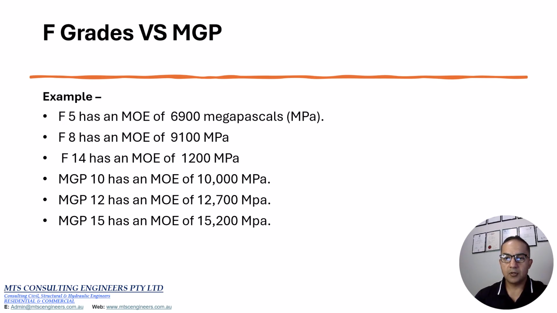These differences in MOE are crucial for understanding the performance characteristics of these materials in various applications. Higher MOE values typically indicate a stiffer material, which can be beneficial in structural applications where load-bearing capacity is essential. This comparison helps in selecting the appropriate material grades based on specific engineering requirements.